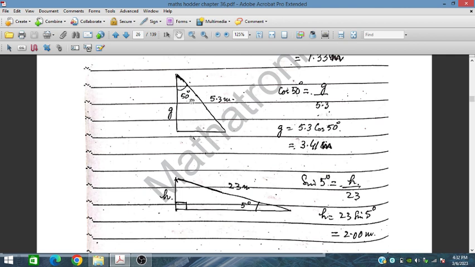Similarly for this one, this is adjacent with the angle, so G. So cos 50 degree is equal to G upon 5.3. So G is equal to 5.3 cos 50 degree, which is 3.41 meters. For this one, this is sine, because this is opposite and hypotenuse. Sine 5 degree is equal to h upon 23, and h is equal to 2 meters.